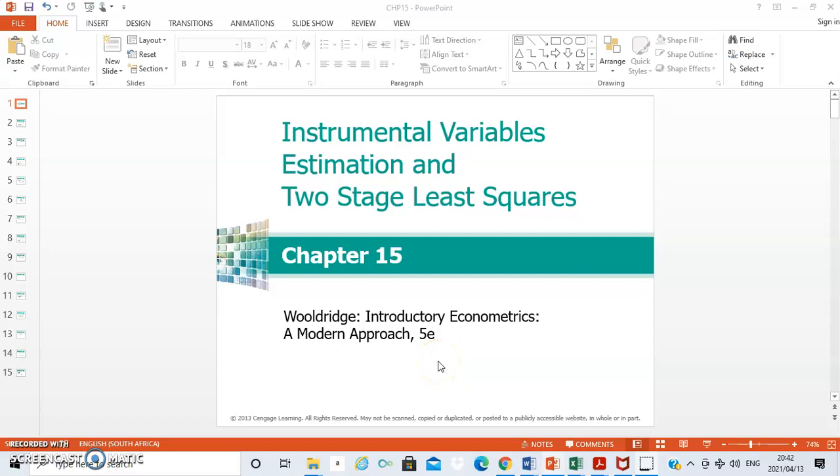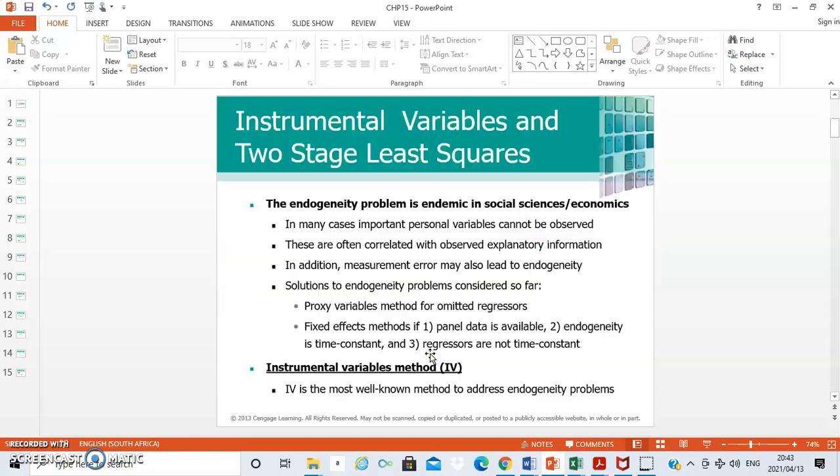Hi everyone, welcome to chapter 15, which basically deals with instrumental variables and estimation of a two-stage least square. So I'm just going to go into this. Instrumental variable and two-stage least square basically deals with the problem of endogeneity.